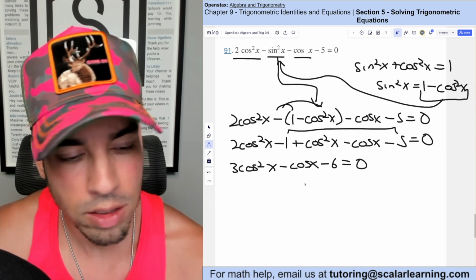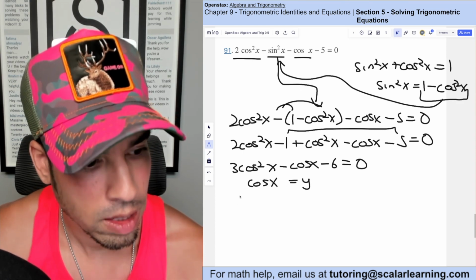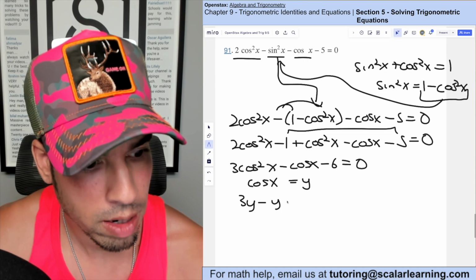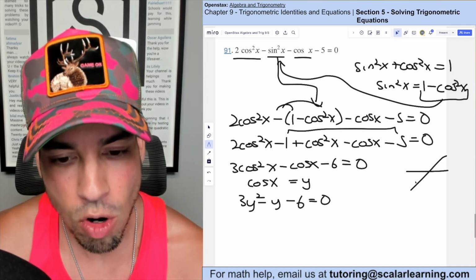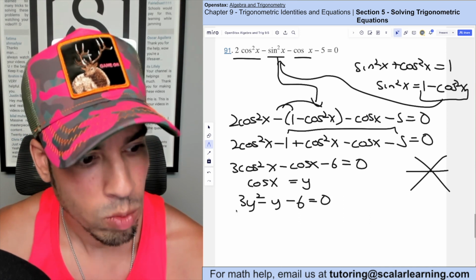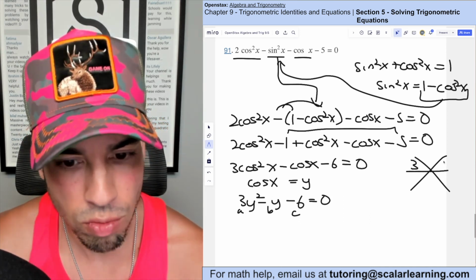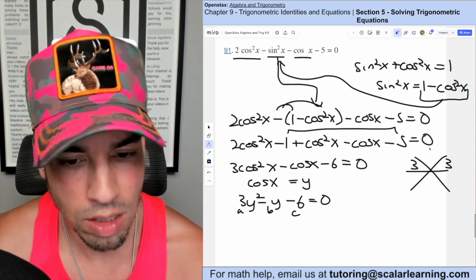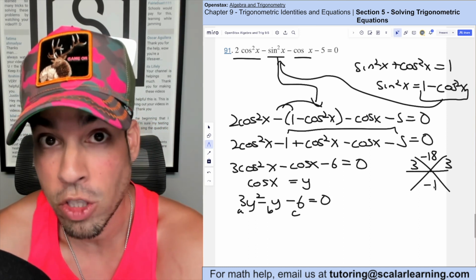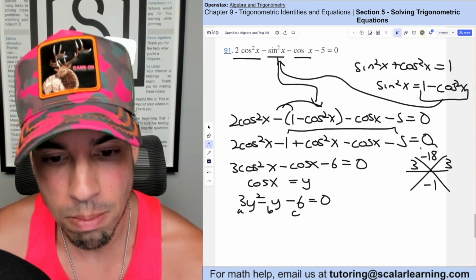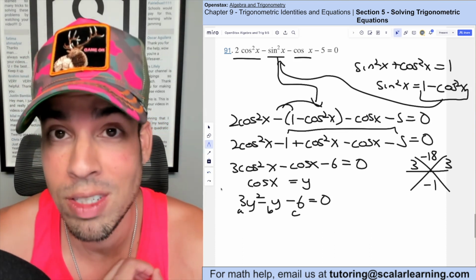Now, to make this a little easier, I want to set y equal to cosine of x. And then I've got 3y squared minus y minus 6 equals 0. Sorry, that's supposed to be squared. And then I'm going to use the star method to see if this is factorable, where this is a, b, and c. So a is 3, and then a times c, 3 times negative 6, which is negative 18, goes up top, and then b, which is negative 1, goes on the bottom. And the question is, are there two numbers that multiply to negative 18 and add to negative 1? And the answer is no, so this is not factorable.